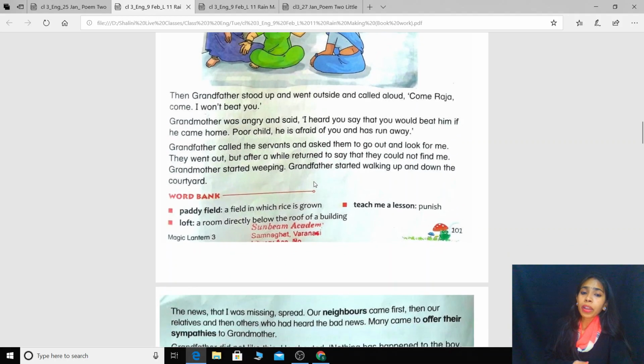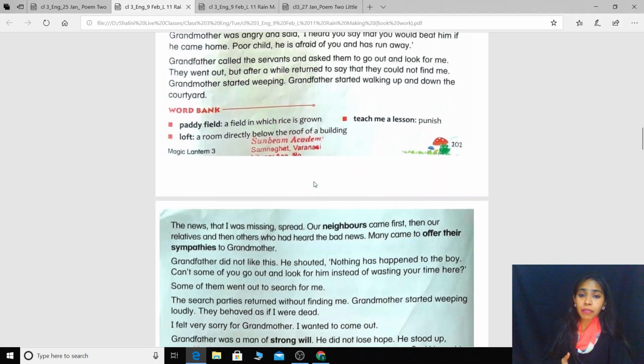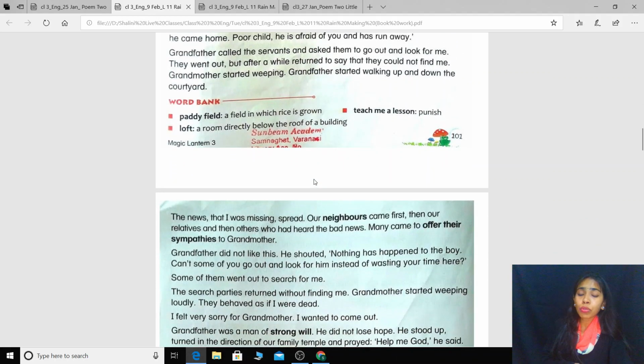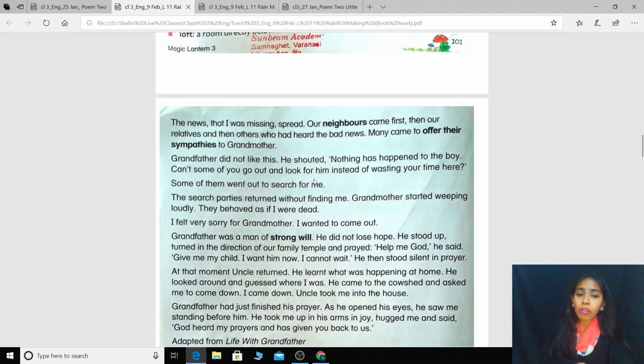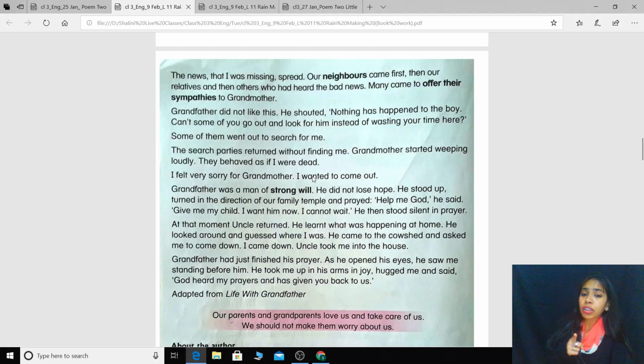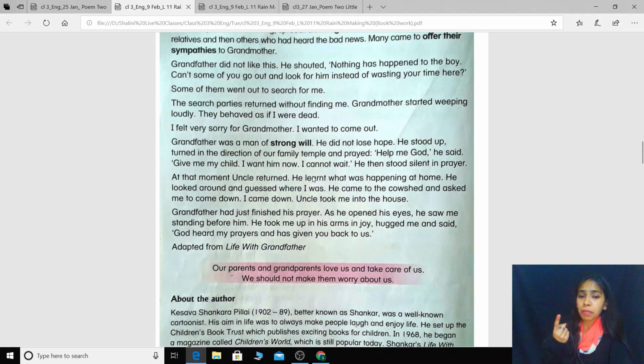So after some time, when uncle came there and got to know what had actually happened and what the fuss was all about, uncle guessed where Raja would be hiding. So he went to the loft, to the cow shed, and he called Raja. "Okay, please boy, come out." So Raja came out, and then where did grandfather go?